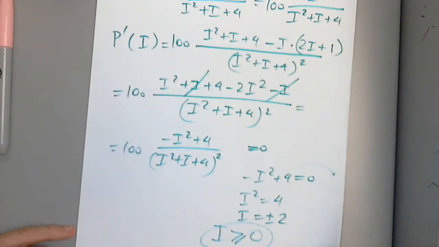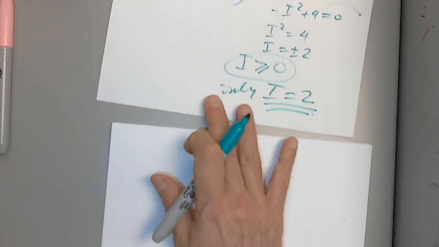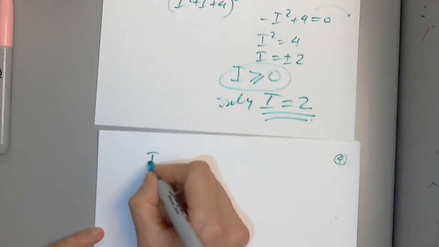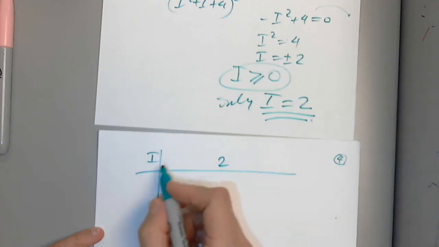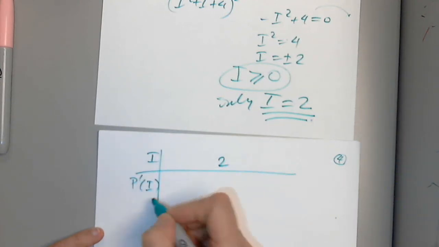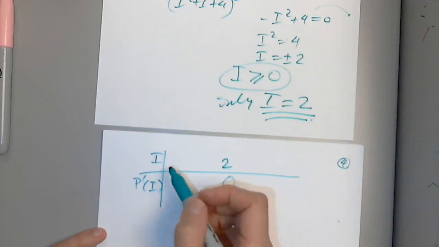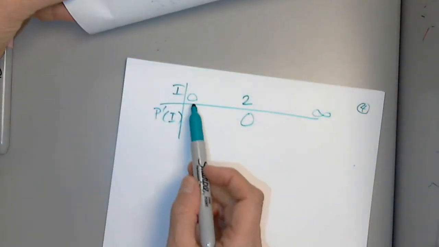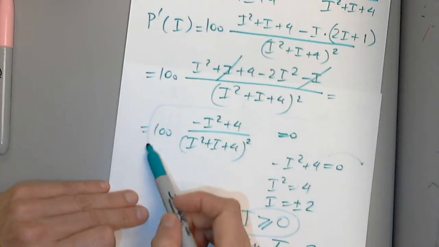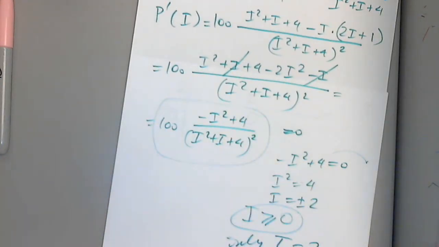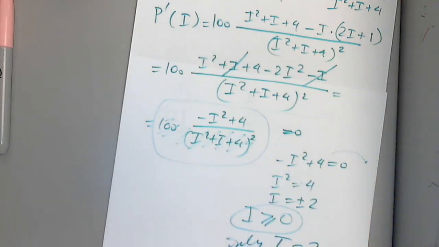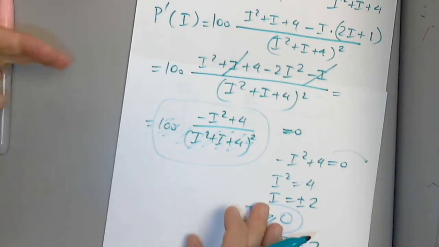So I'm done. However, I have to show that this gives a maximum. So this is I, this is 2, P prime of I, and this is 0, and this is 0 and infinity. All I have to do is plug 0 in here. So please plug in 0 and tell me the sign. Of course, you're not going to plug into the bottom, because this is always positive. So you're only going to plug in the top. What do you get? Right.